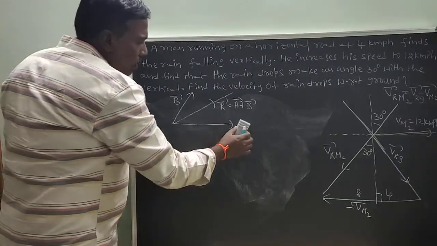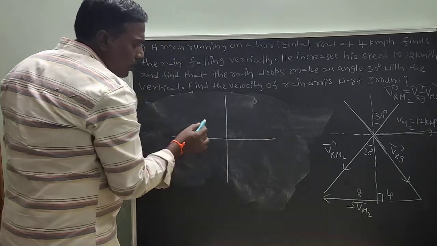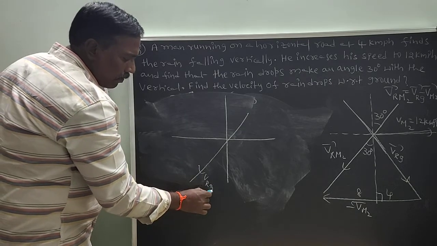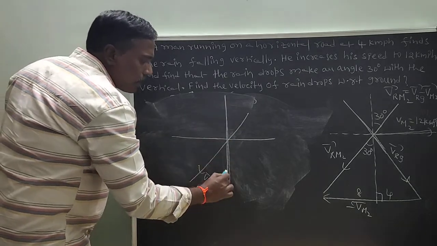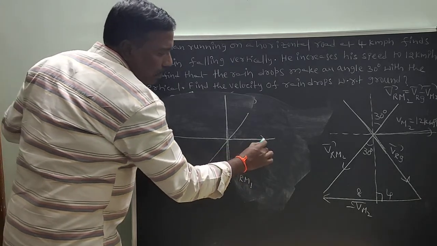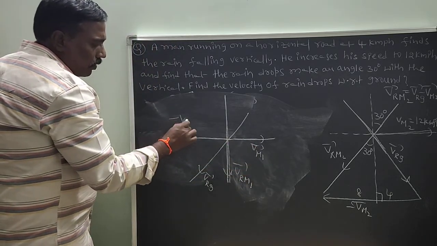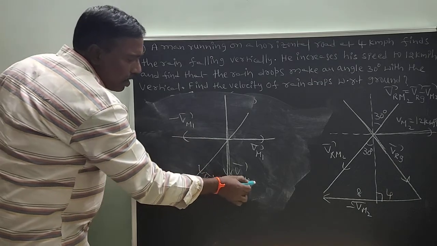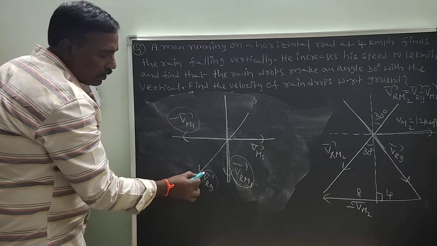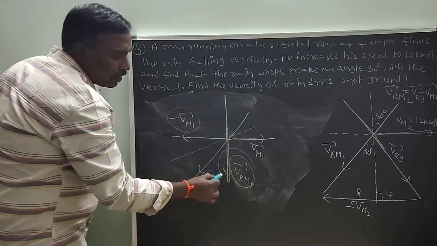Why is the second case not possible? If you take velocity of the rain with respect to ground in this direction, velocity of rain with respect to man is this Vrm1 bar. Actual velocity of man is this Vm1 bar. Here this is minus Vm1 bar. So Vrm1 bar is the resultant of minus Vm1 bar and Vrg bar. The resultant must be in between these two vectors. But here the resultant is outside.